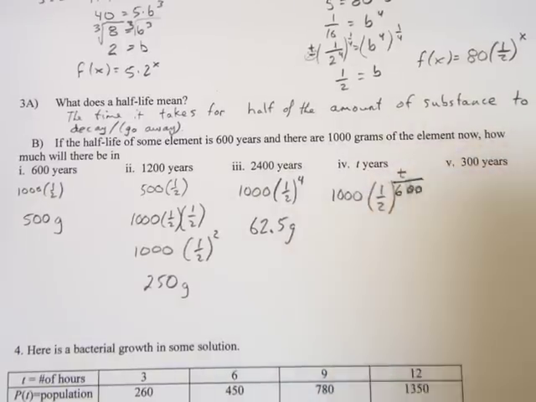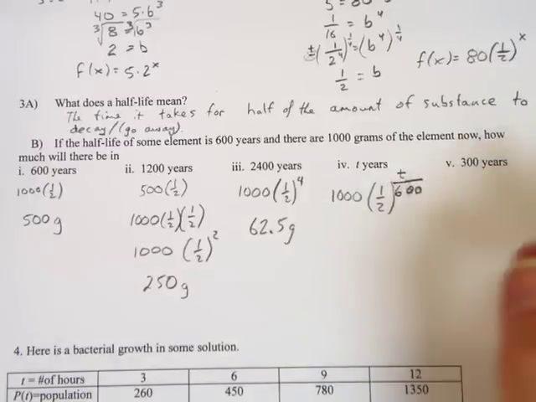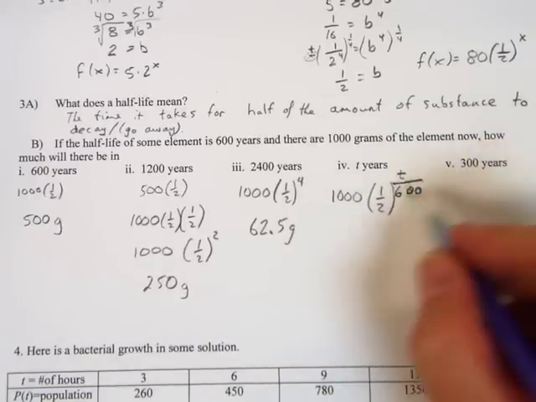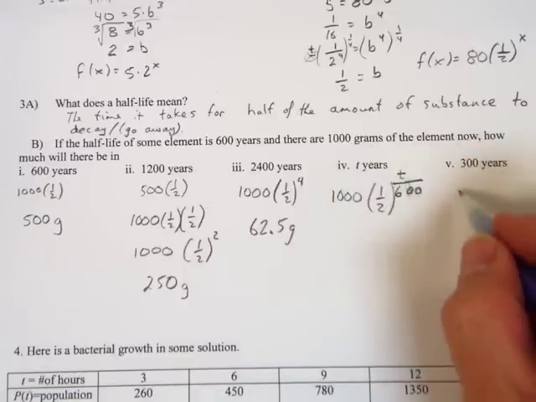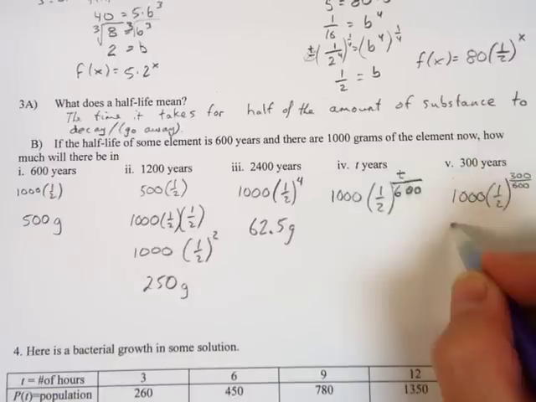So T over 600. Now here's a slight variation of it. What happens if it is 300 years? Well, once we have this expression for the half-life, we can just plug it in. So we have 1,000 times 1/2 to the 300 over 600, or in other words, just to the 1/2.